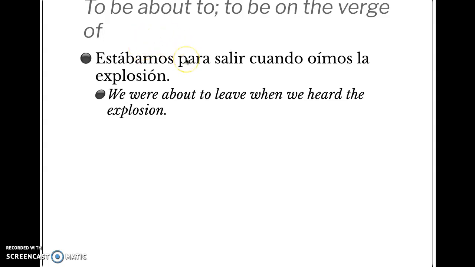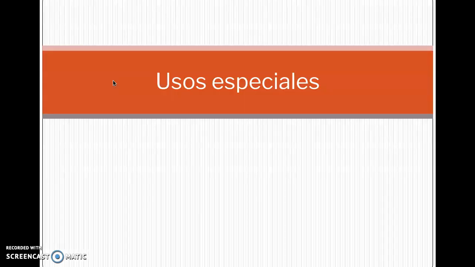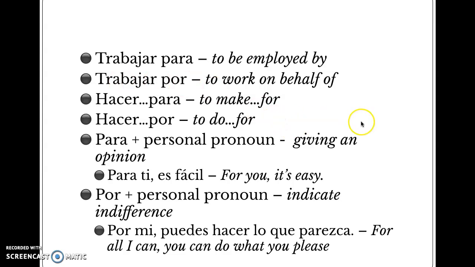Estar para, y en infinitivo, this is an idiomatic expression. Estar para salir. We were about to leave. Es una expresión común. So, usos especiales. Trabajar para, to be employed by. Trabajar por, to work on behalf of. Hacer para, to make for. Hacer por, to do something for. So, para, personal pronoun. Giving an opinion. So, para ti es fácil, for you it's easy. Por y personal pronoun, indicative of indifference. Por mí puedes hacer lo que parezca.